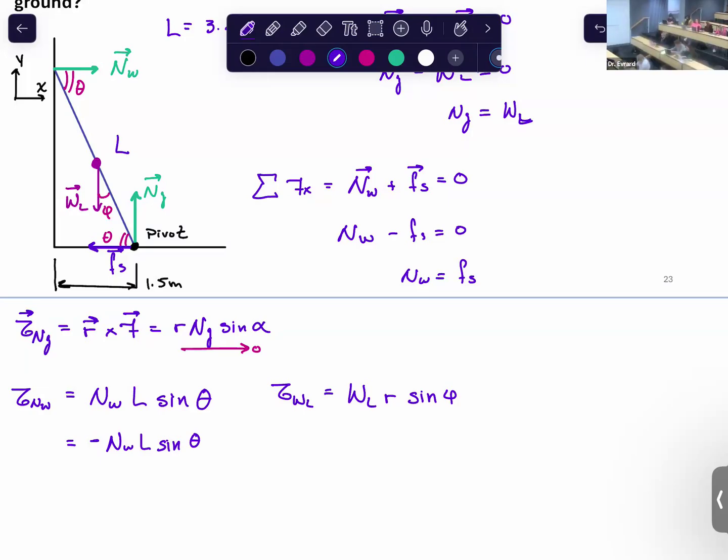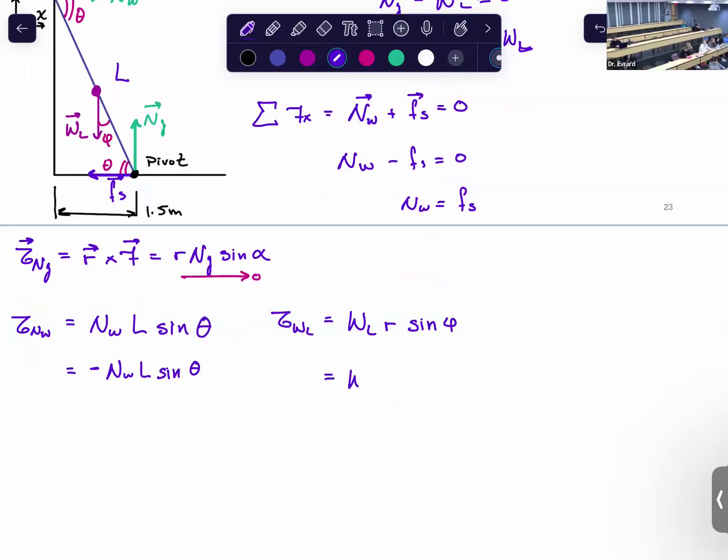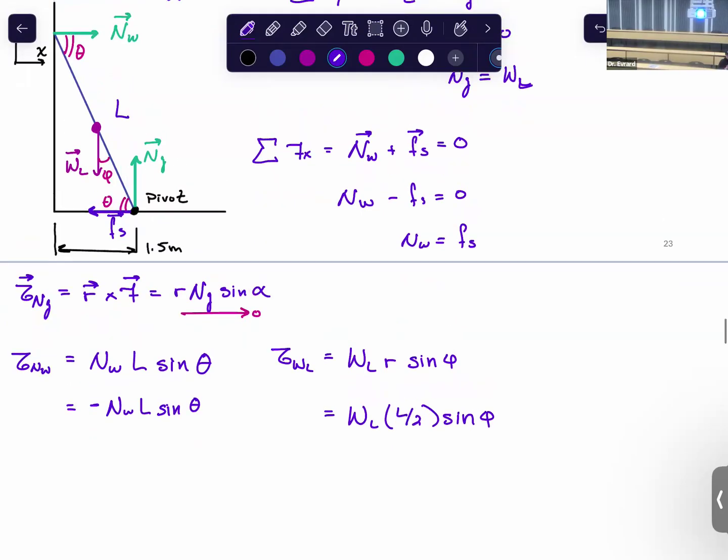Anyone else get it? Where is the center of mass of the symmetric ladder? Right in the middle, so R would be one half L. And of course, this one will be positive, because if the ladder were to rotate based off its weight, it would be moving in a counterclockwise direction.